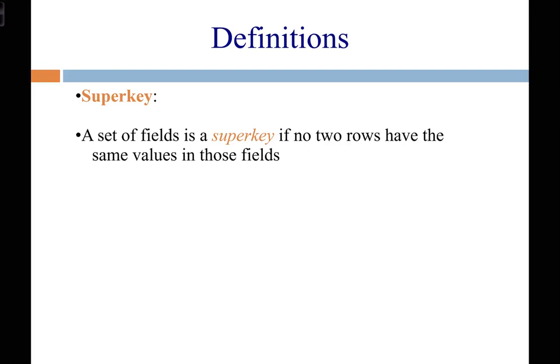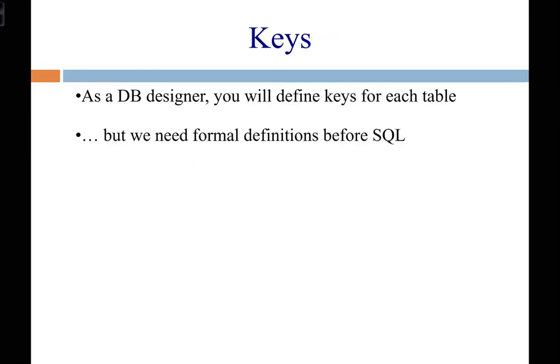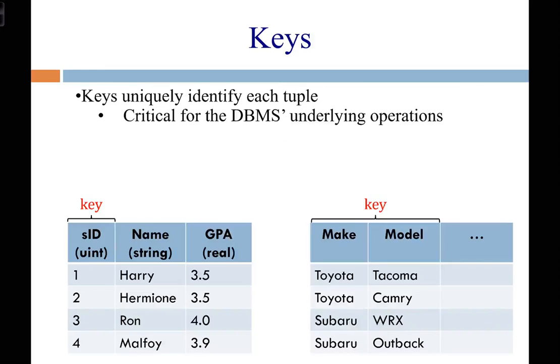Now, that is different from a key. So this is a superkey. There's also something called a key, which is more restrictive than this. But basically, this is the basic formal definition that we will need to reason about what the data means and how we restrict the data's structure. And we're out of time.